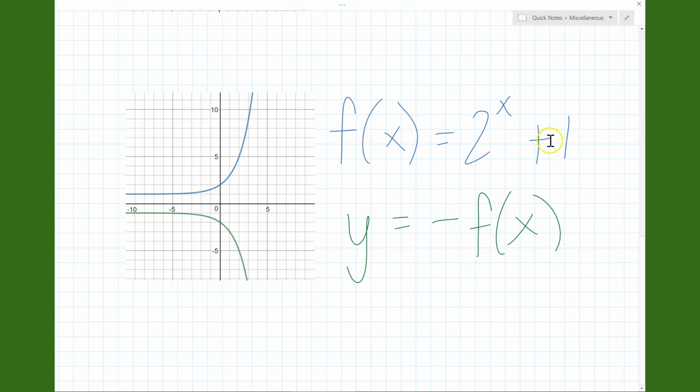So to summarize, first you need to know the general shape of a basic exponential function. The plus 1 shifts the curve 1 unit up, and the negative on the very outside flips the curve over the x-axis.